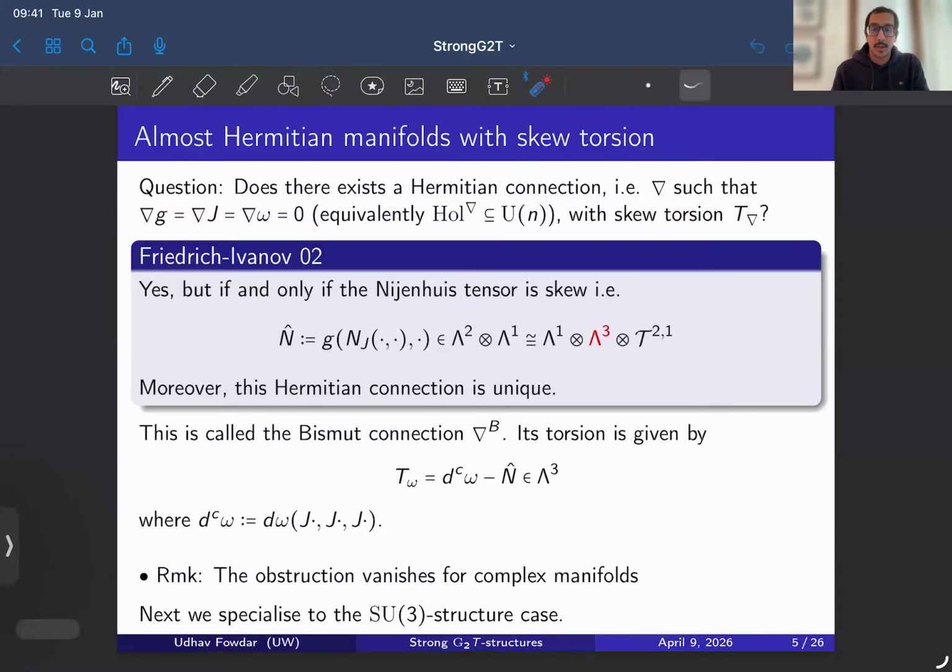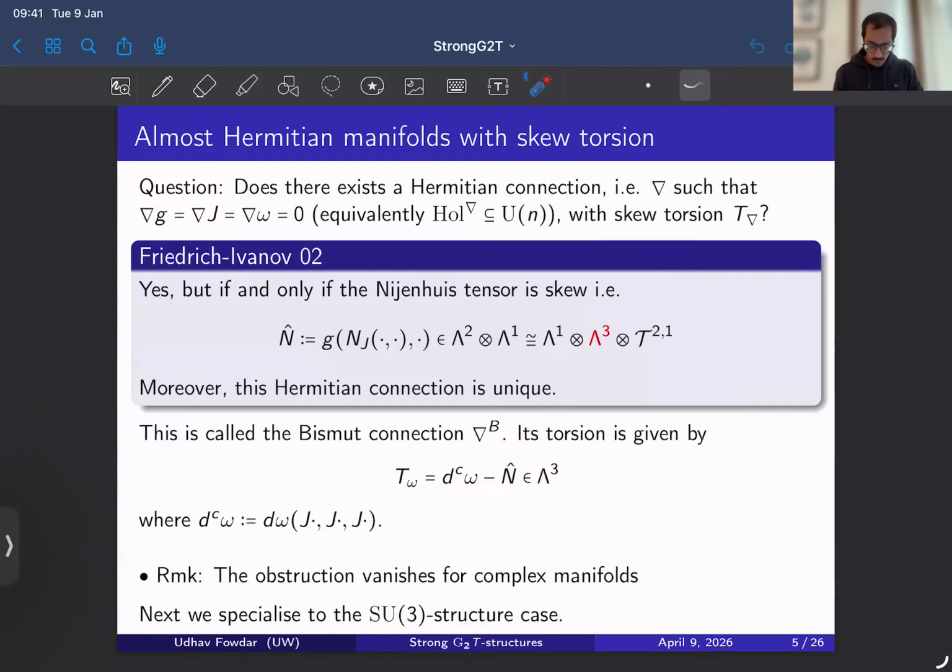And I will call this connection the Bismut connection. Bismut introduced this in the case of a complex manifold, where the obstruction vanishes automatically because for a complex manifold, the Nijenhuis tensor is 0. So typically, one just defines a Bismut connection as a Hermitian connection whose torsion is given by this expression here. In general, for the almost Hermitian case, you have to take into account the Nijenhuis tensor.